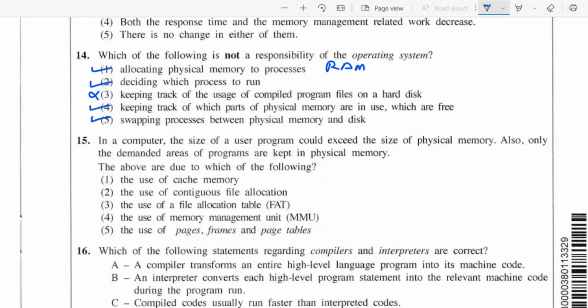So 15. In a computer, the size of a user program could exceed the size of physical memory. Also, only the demanded areas of programs are kept in physical memory. Yes. In a computer, the size of the program could exceed the physical memory. Yes, the data which is loaded into the physical memory sometimes exceeds the size of the physical memory.